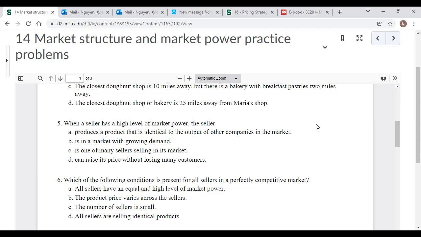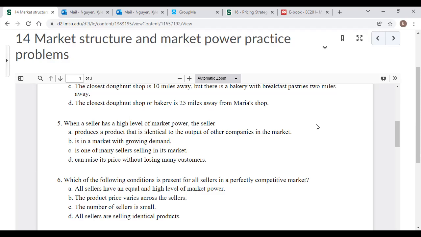B, is in a market with growing demand. That is not the case. Two examples would be Coca-Cola and McDonald's. Both of them have a lot of market power in their industry. However, the fast food and the soft drink industry are both declining industries. So not necessarily. You can have high market power and be in a stagnating or declining industry. An example would be Blockbuster. They had probably some of the highest market power in the movie rental business. However, as we know, the movie rental business is basically dead at this point.